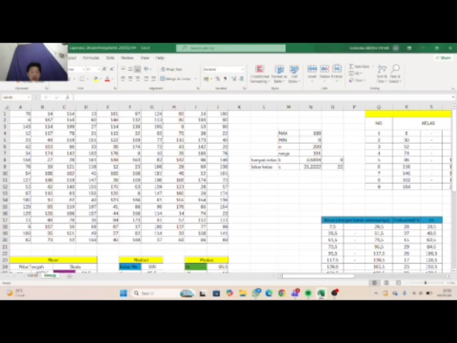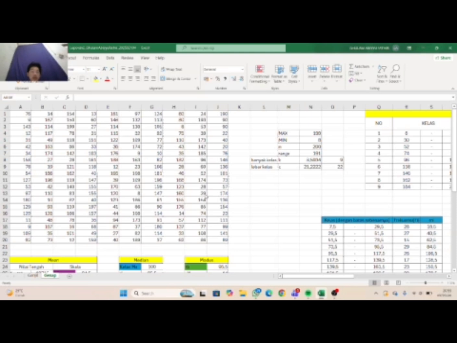In this video, I will explain the process of completing the second sheet in the Excel file, which is the Genap sheet. I am working on the even sheet because my student ID is even. In this sheet, we are asked to create a frequency distribution table and several supporting tables for group data calculation based on the available numerical data.